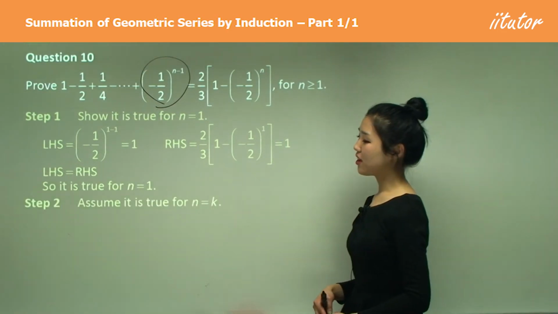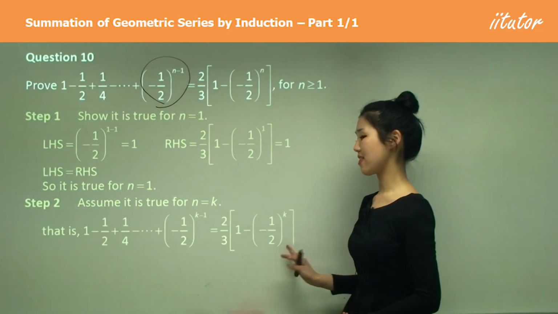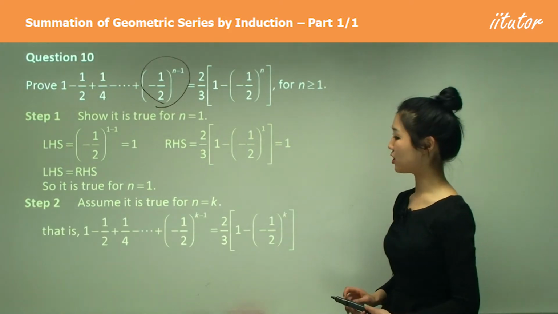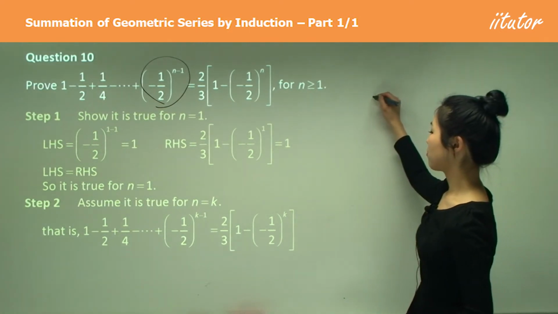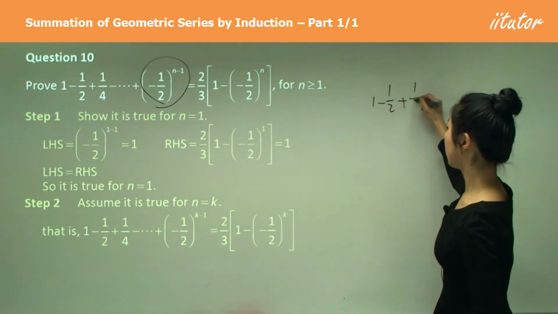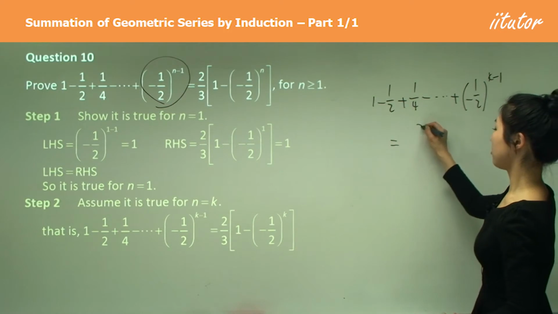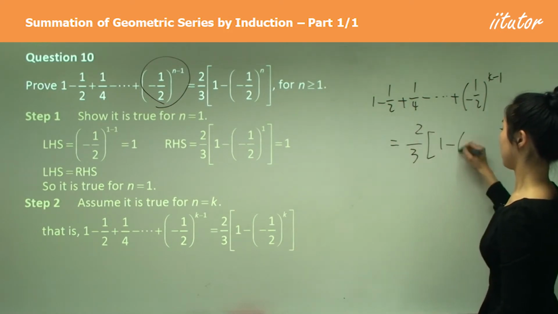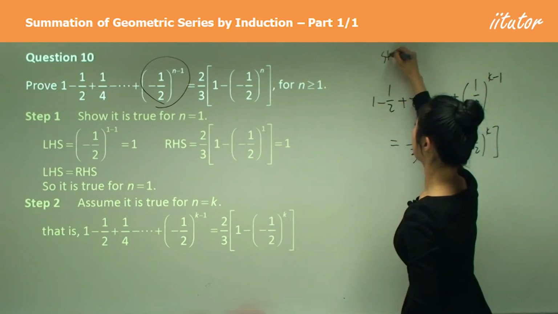Now the assumption: assume it's true for n equals k. Replace n with k, and that's what you should get. And that's our assumption. Because our step 3 needs a little bit more working, I'll actually just put this over here. This is equal to that. Okay, so that's our assumption. So I'll just write step 2.